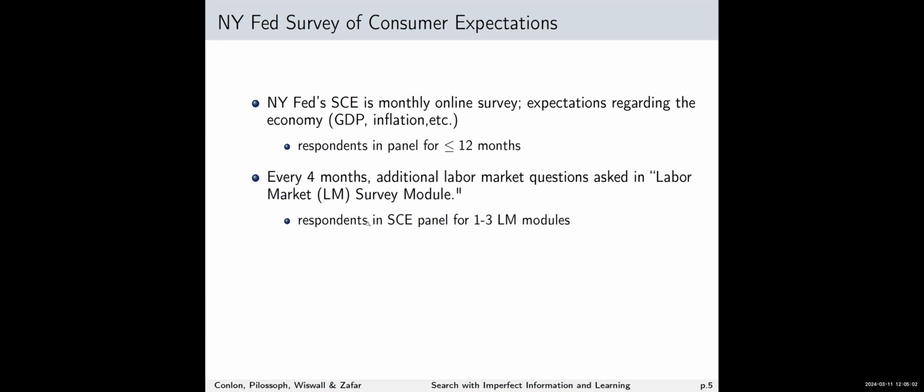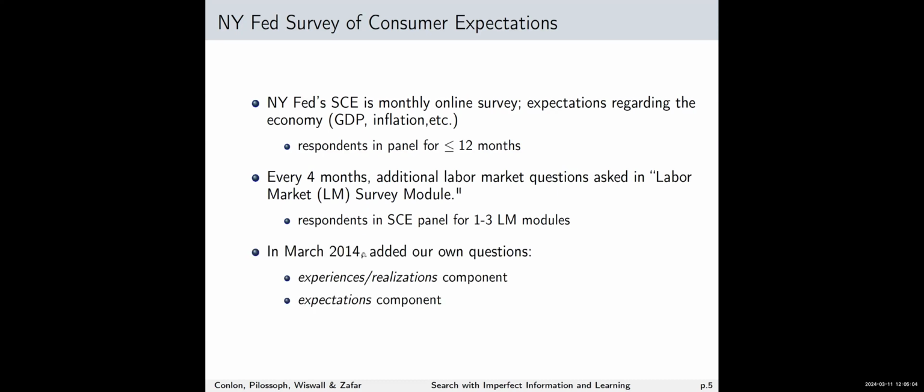There's a lot of interesting stuff in there, but what we did was add questions in March 2014 that relate to experiences and realizations. So basically, we're going to have a panel data set where we ask people their expectations about future offers, or the probability of receiving an offer. And then because we have the panel, we can follow up and see how those expectations relate to the actual experiences that people have, and also think about how the learning happens in the labor market.